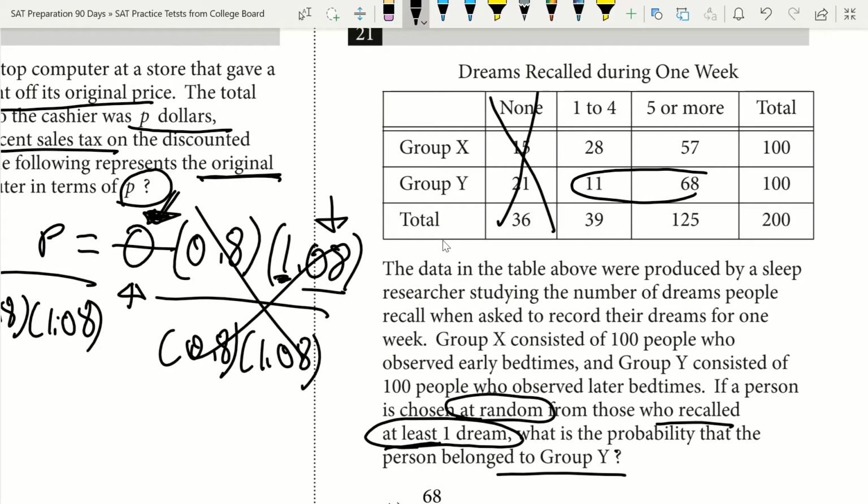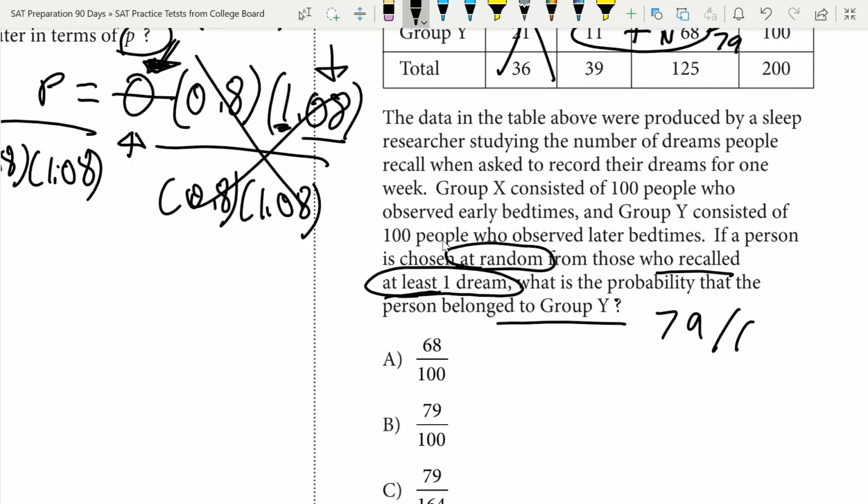Well, we need to take our total from group Y, and we need to break it down. So our total from group Y out of our total who recalled one or more dreams. This right here is going to be n for numerator. Then our denominator is going to be the sum of these two. So 68 plus 11 will give us 79 in our numerator, and then in our denominator we're going to have that 79 plus whatever's up here. 28 plus 57 will give us 85. So that's going to be 79 plus 85 as our denominator.